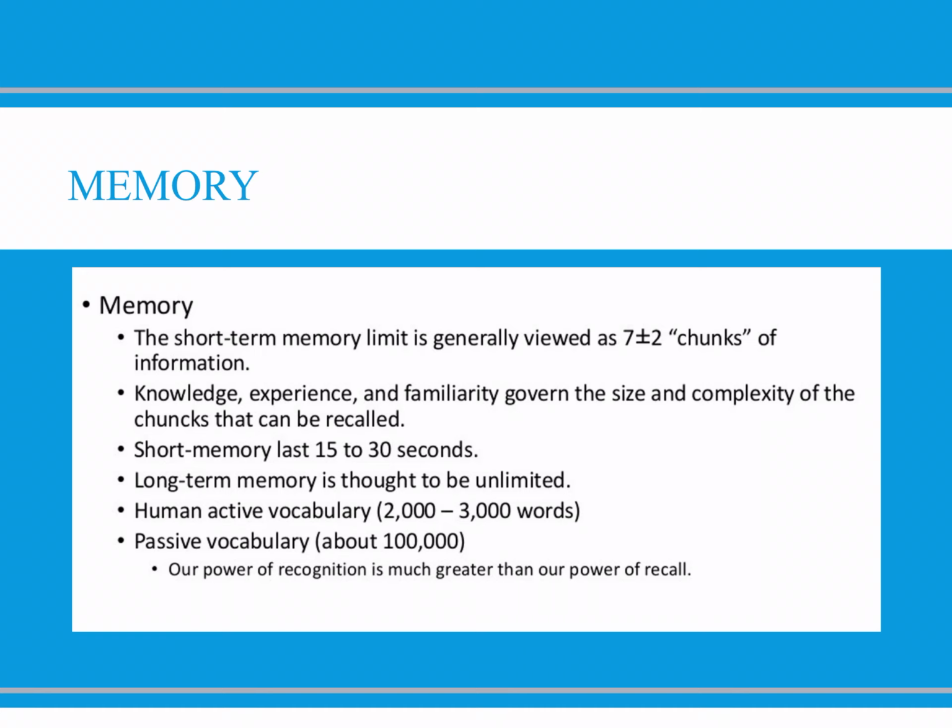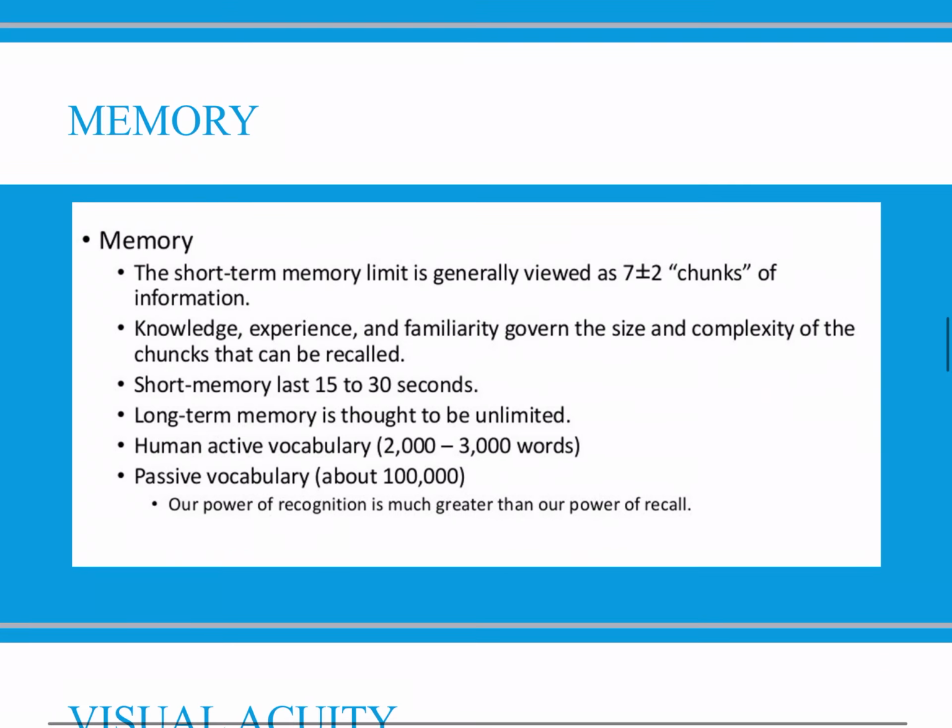The short term memory limit is generally viewed as 7 plus or minus 2 chunks of information. Knowledge, experience and familiarity govern the size and complexity of the chunks that can be recalled. Short term memory lasts 15 to 30 seconds. Long term memory is thought to be unlimited. Human active vocabulary will be 2000 to 3000 words, and passive vocabulary will be about 1 lakh.